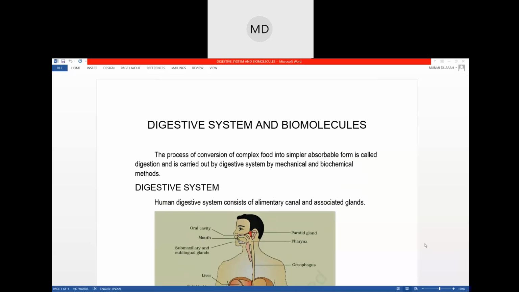We have already done circulatory system, breathing and exchange of gases, excretory products and their elimination, neural control, sense organs, and chemical coordination and disease is also done.